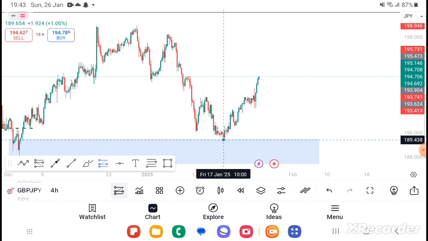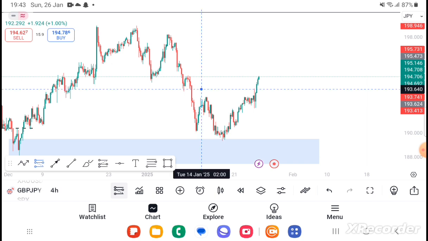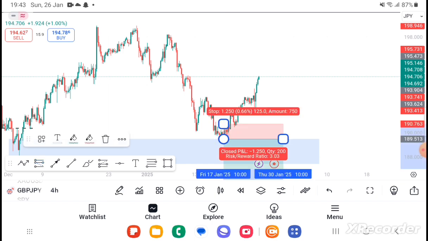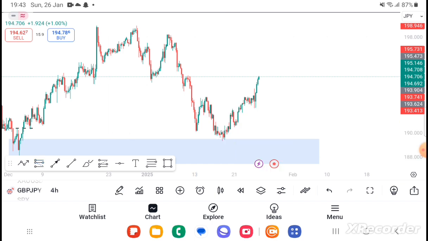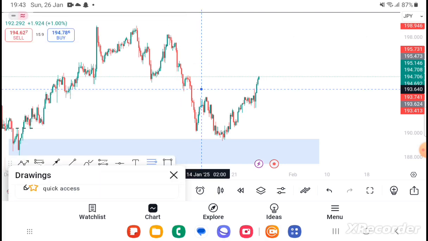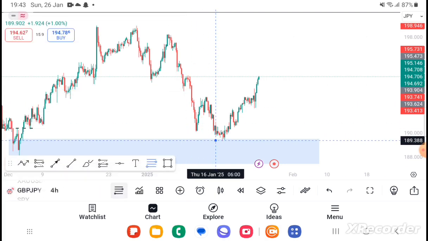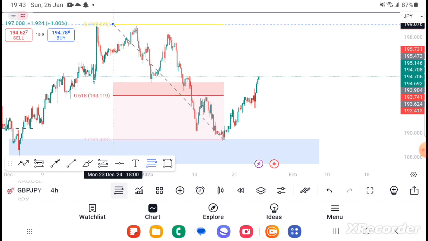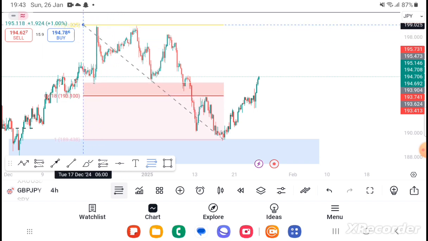And so far, if I use my fib tool from here, okay, it's not a fib tool, this is just the, so this is the fib tool from the low here. Oh, what's happening? Let me just come here. Yes, so now this is the fib tool from the low here all the way to this high.